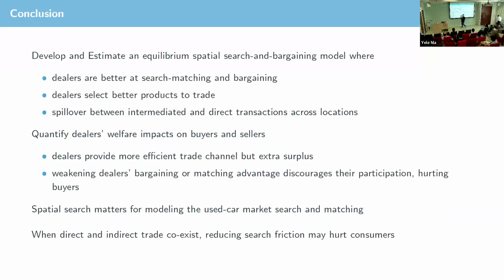All right. So what do we have? We build an estimated spatial bargaining and search model trying to evaluate dealers' welfare in the used car market. So we quantify dealers' impact and decompose it. This is a tractable spatial search and matching framework. And we get some counterintuitive results.